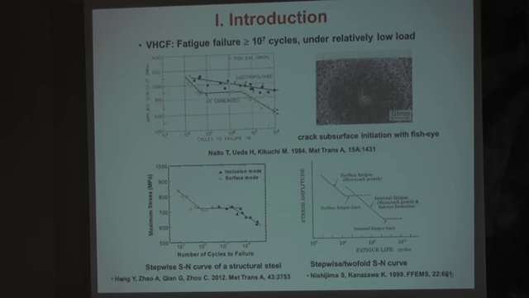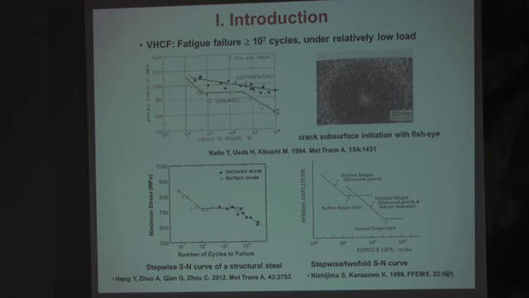First, I would like to say something about very high cycle fatigue, especially the behavior of very high cycle fatigue for high strength steels. These 2 figures are perhaps the earliest results reported in literature, in the 1980s, showing very high cycle fatigue behavior, meaning that fatigue failure occurs beyond 10^7 cycles of loading, and the load is quite low, below conventional fatigue limits.